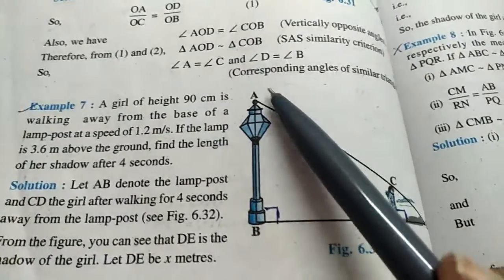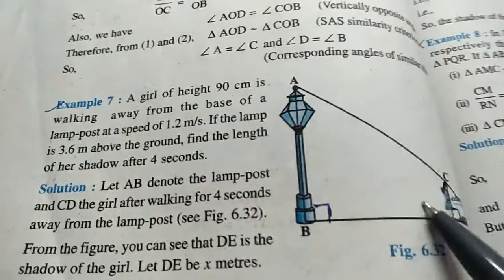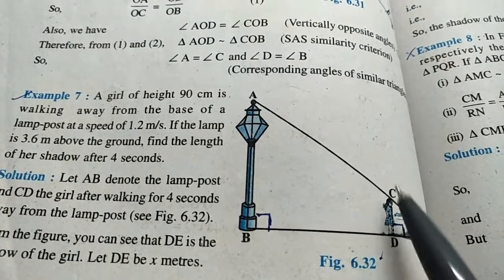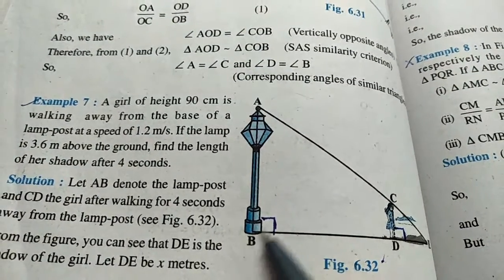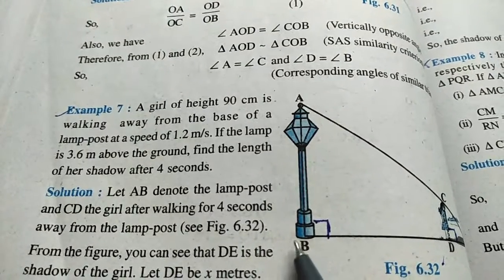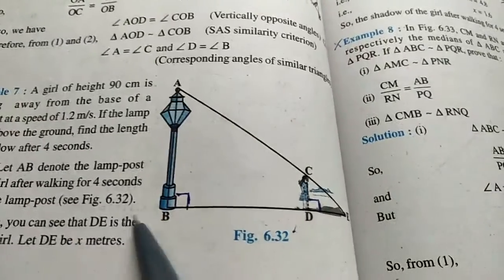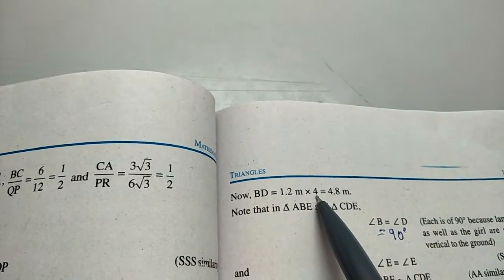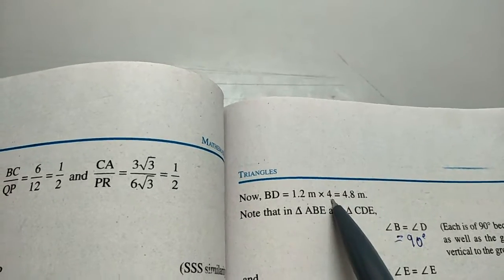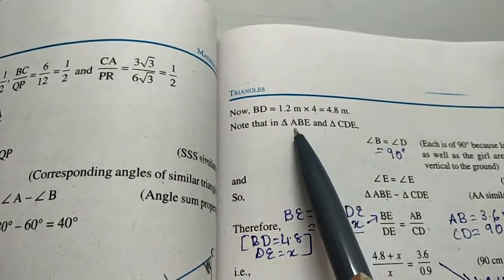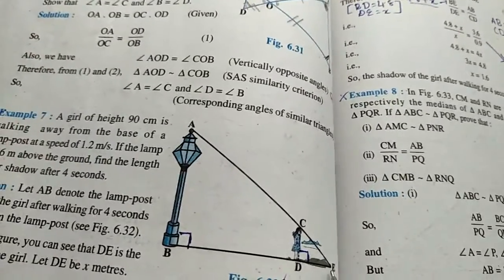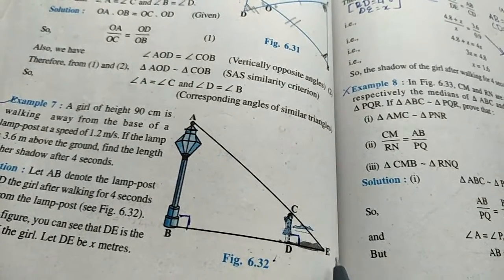Now in this example, you have a lamp post which is 3.6 meters, and a girl standing here whose height is 90 centimeters. The speed is 1.2 meters per second, and the shadow is measured after 4 seconds. First we'll measure the distance from B to D, that is 1.2 meters into 4, because per second it is 1.2 meters and for 4 seconds, so 4.8. Now we have got two triangles, triangle ABE and CDE.